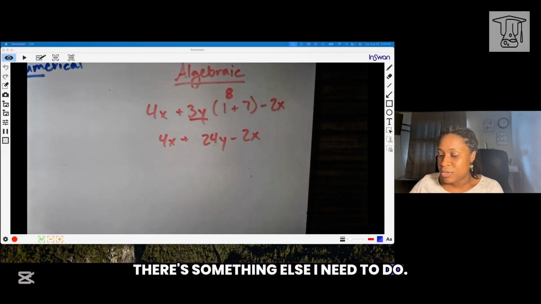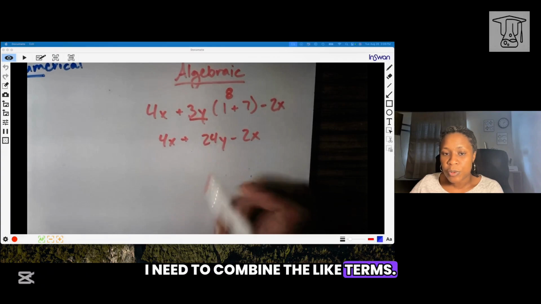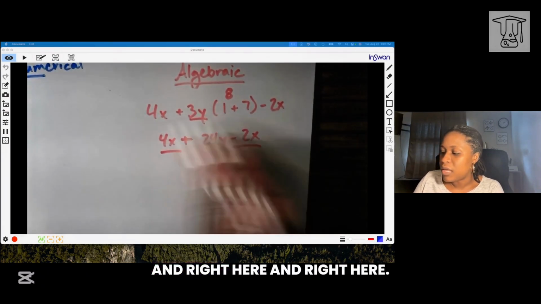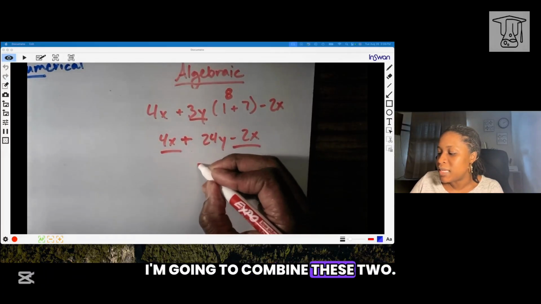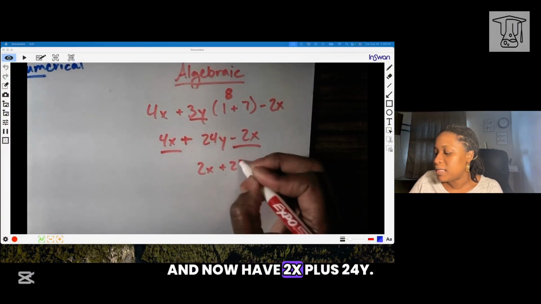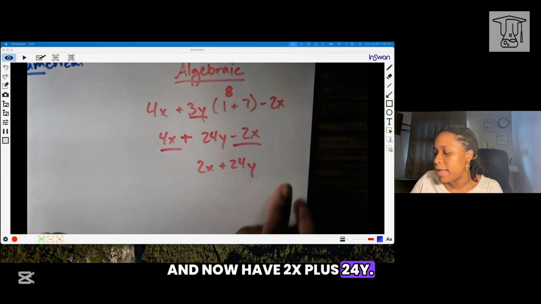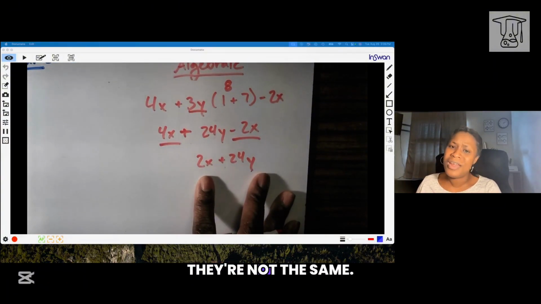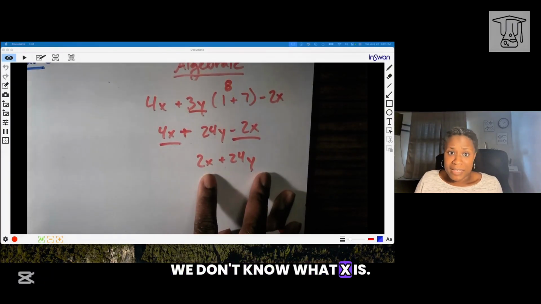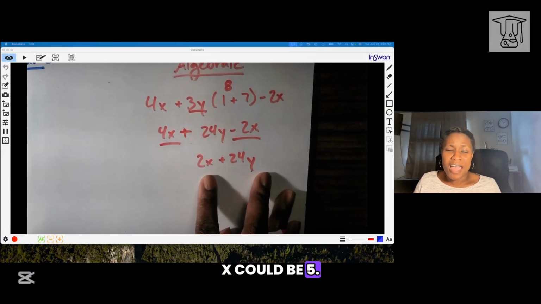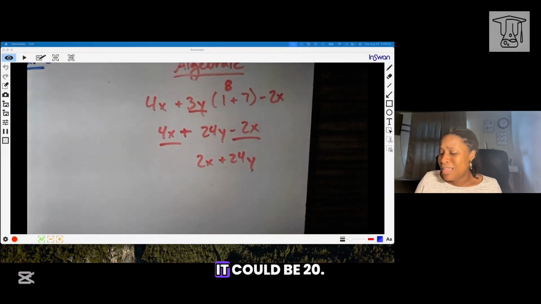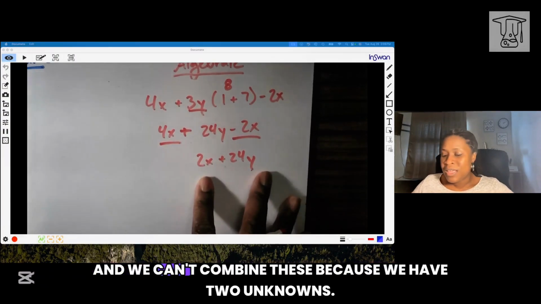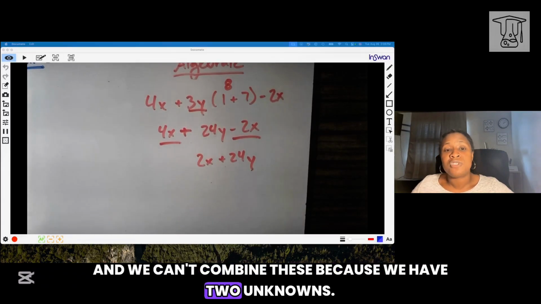This is not completely simplified yet. There's something else I need to do. I need to combine the like terms. Do you see where the like terms are? Right here and right here. I'm going to combine these two. And now I have 2x plus 24y. Can we put this x and the y together? Not at all. They're not the same. We don't know what x is. X could be 4. X could be 5. Why? We don't know what it is. It could be 20. It could be 200. It could be any number out there. And we can't combine these because we have two unknowns.